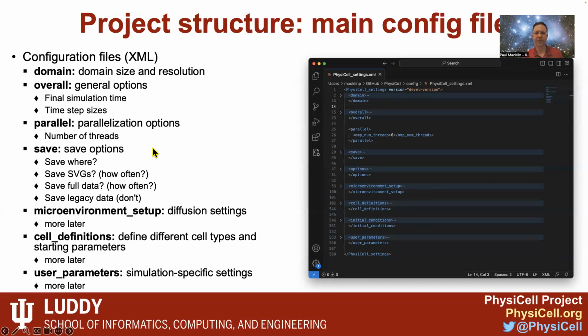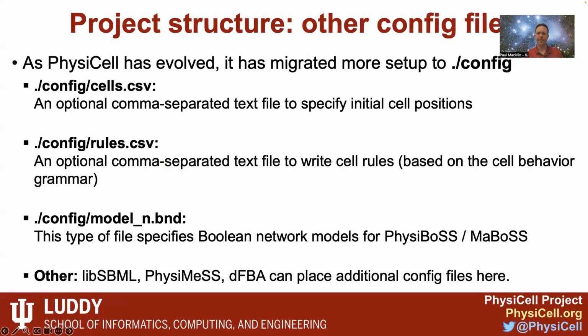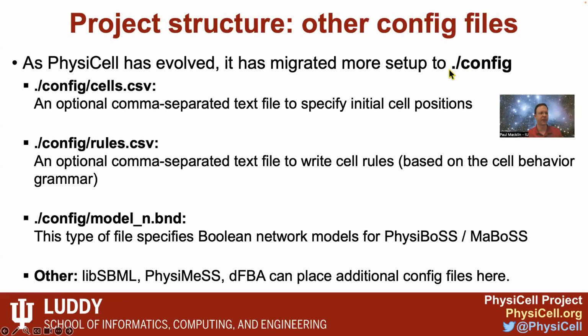And so we'll talk more about those in later sessions. I want to point out that there are other configuration files that you might see in this config directory. In particular, you may notice a cells.csv file. This is a comma separated file with basically the cell type and an X, Y, and Z position, and you can use this to list the initial positions of all the cells in your simulation.